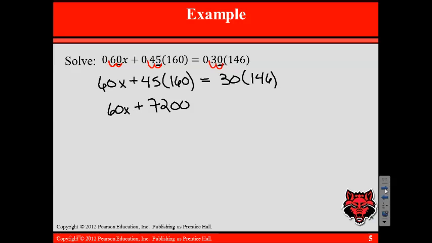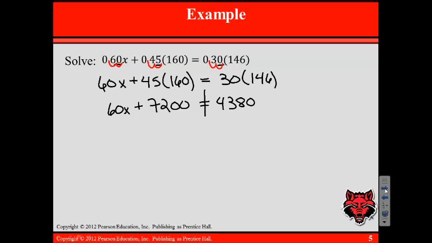Bring down the 60x. So we have 60x plus 7,200 equals, we multiply 30 times 146, and we get 4,380. Okay, we have simplified the left-hand side, we simplified the right-hand side. I draw my vertical line through the equal sign just to separate left side and right side.